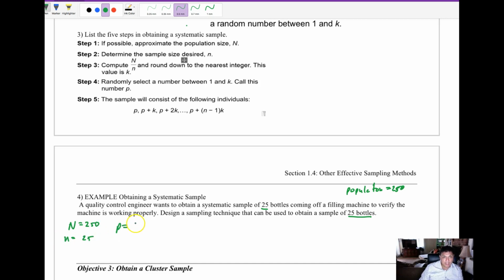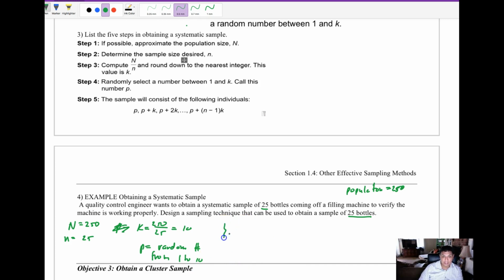We're going to calculate, sorry, not P, but K. K is 250 divided by 25, so you get 10. So K is 10, and then P is going to be a random number from 1 to 10.